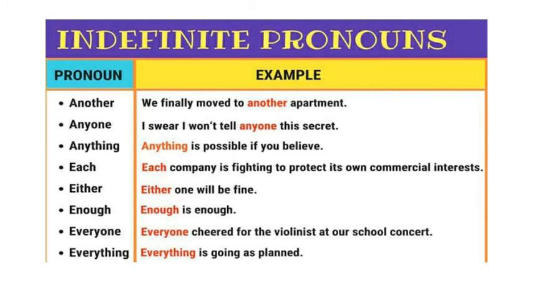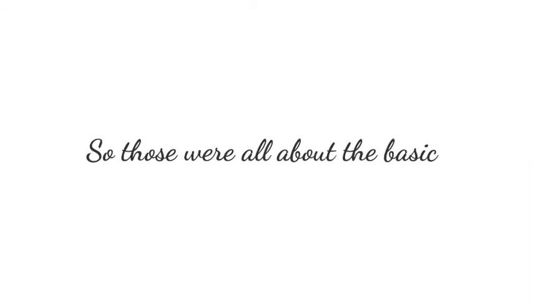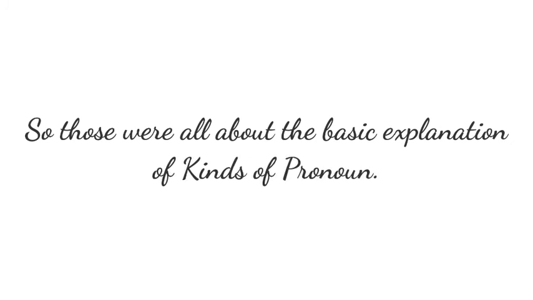Anything is possible if you believe. Each company is fighting to protect its own commercial interest. In the same way, you can see those words which are marked in red color. All those are indefinite pronouns and they don't point to anything specifically. So those were all about the basic explanation of kinds of pronoun.